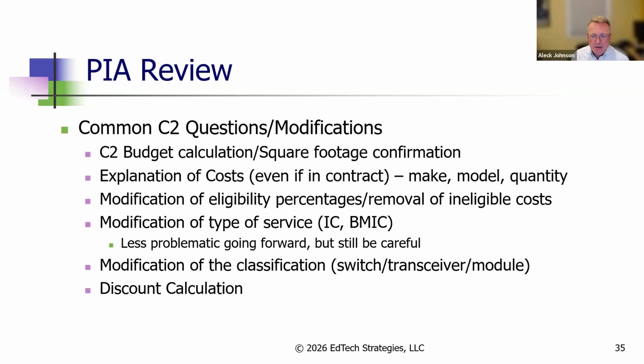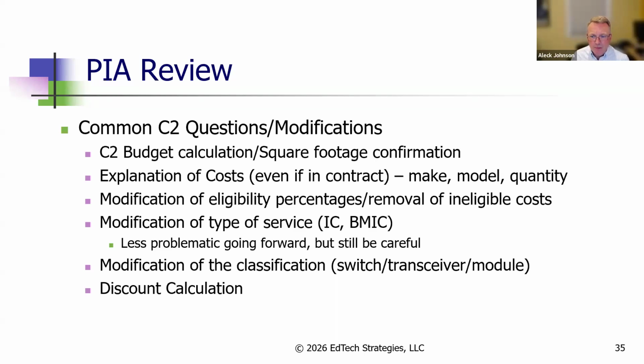In the past, you'll recall that they would frequently change service types between internal connections and basic maintenance of internal connections, particularly for licenses. This should be less problematic going forward because the FCC has clarified to USAC that almost all of those licenses should actually be considered internal connections, which is great news for libraries. It simplifies things dramatically, but you still need to be careful about it.